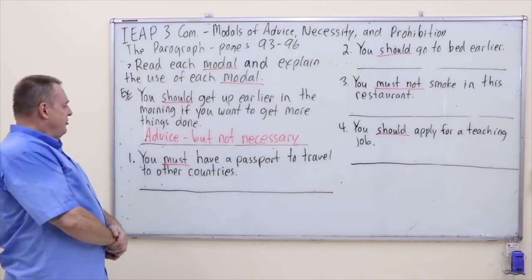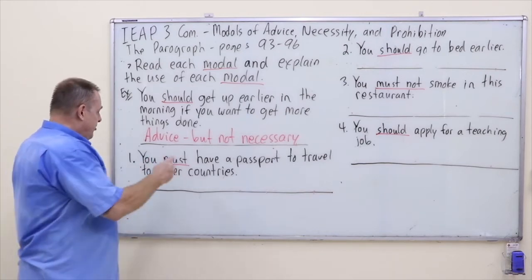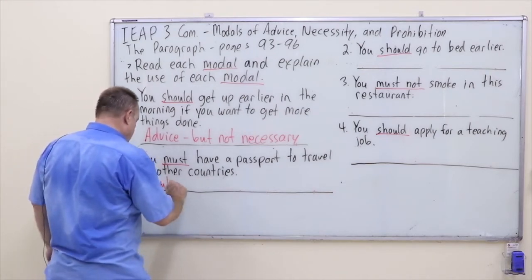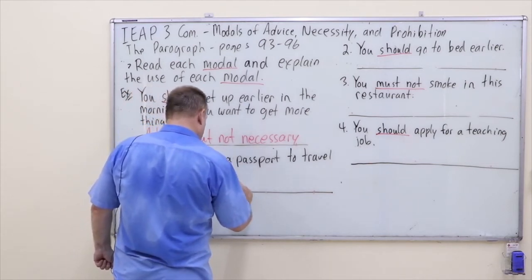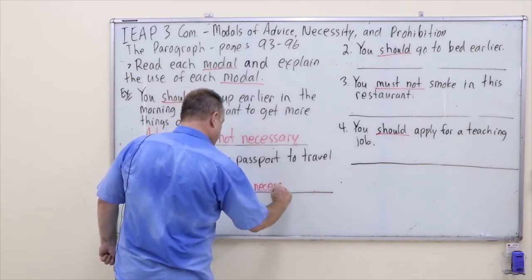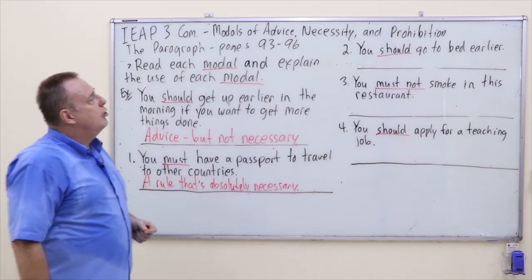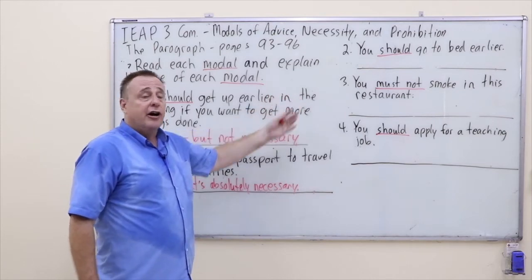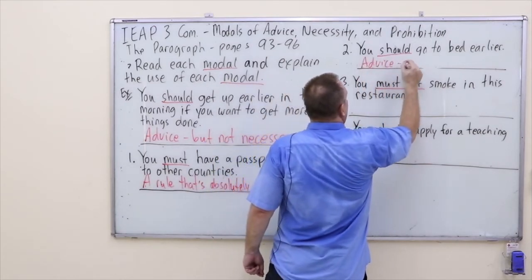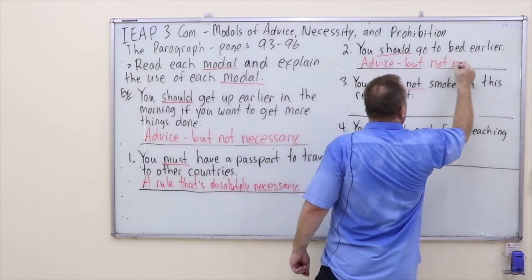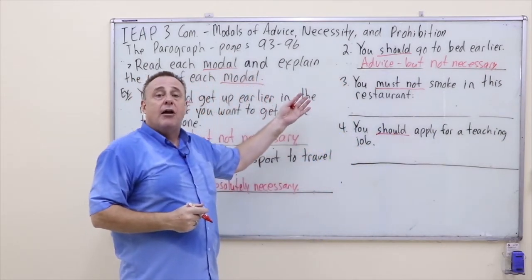All right, so let's look at number 1 again. You must have a passport to travel to other countries. Well, this one we could say something as simple as a rule that's absolutely necessary. All right? A rule that's absolutely necessary. Number 2, you should go to bed earlier. What could we say about that one? Well, I think for this one we can simply say advice, but not necessary.